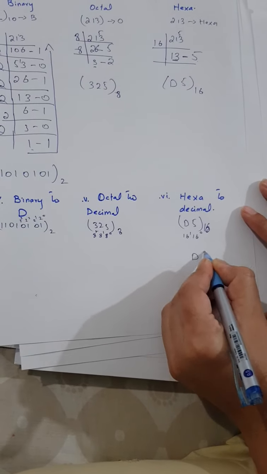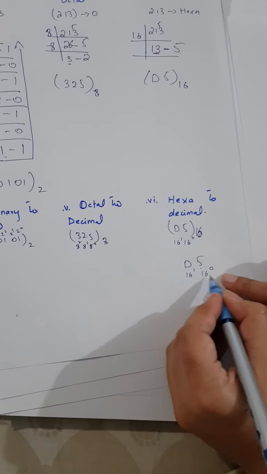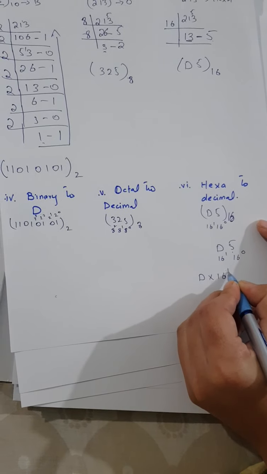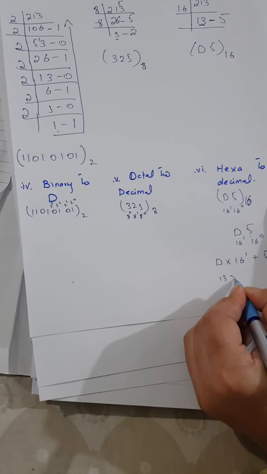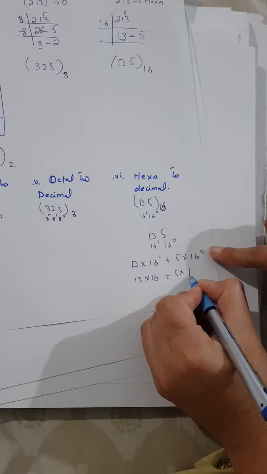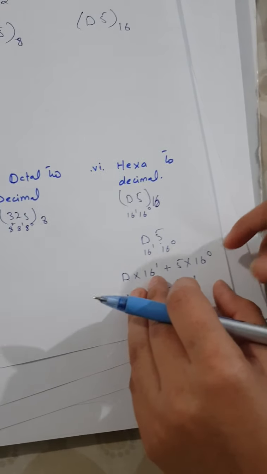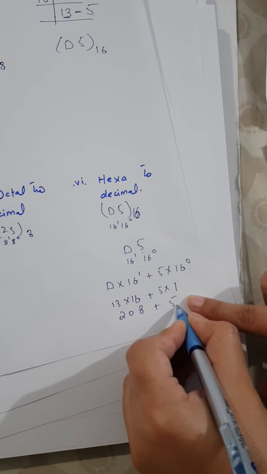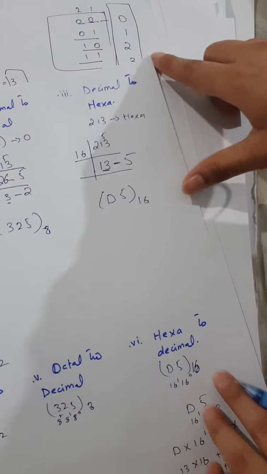This number is D5, so it's 16 power 0, 16 power 1. The powers are multiplied with the digits and we add the values. So this is D multiplied by 16 power 1 plus 5 multiplied by 16 power 0. D is 13, so 13 multiplied by 16 plus 5 multiplied by anything power 0, which is 1, so plus 5. What is 13 multiplied by 16? 13 multiplied by 16 is 208. 208 plus 5, what is the number? 213, base 10. So that was the original number.